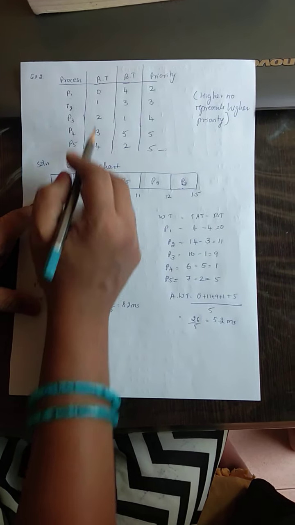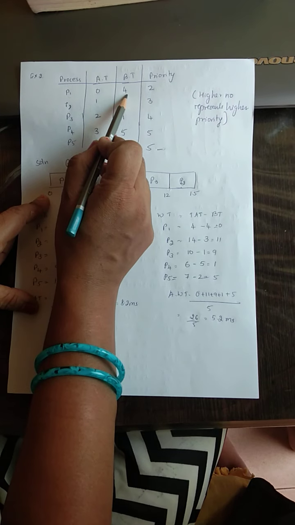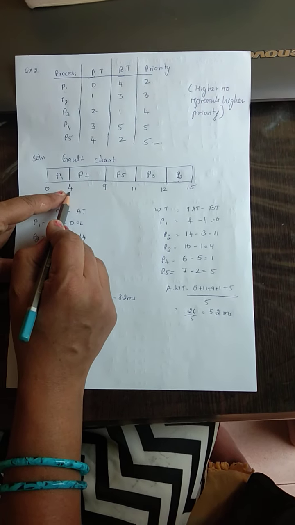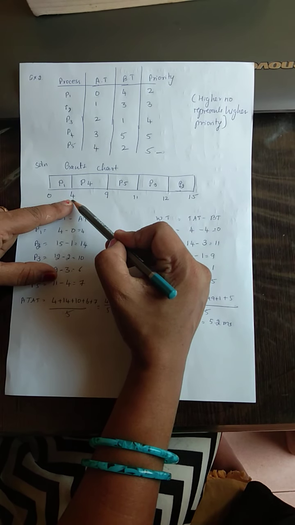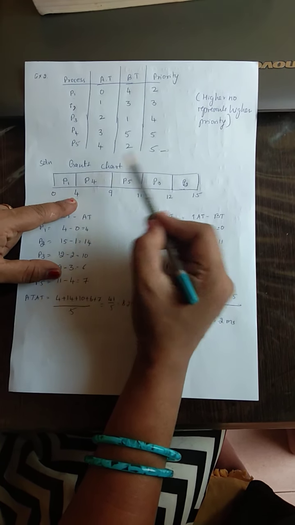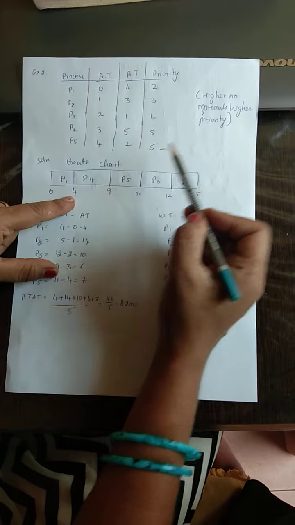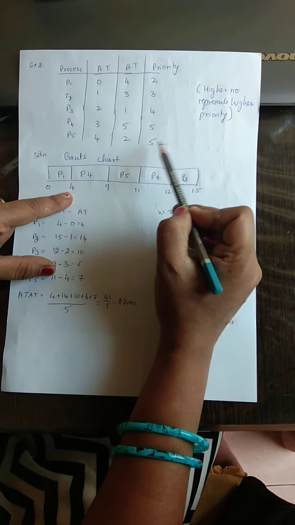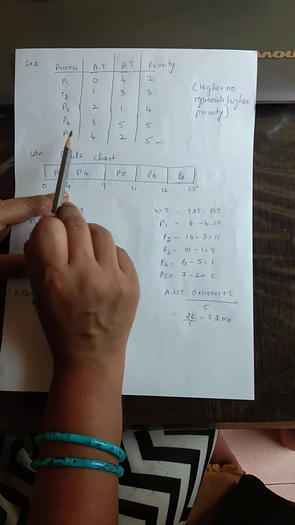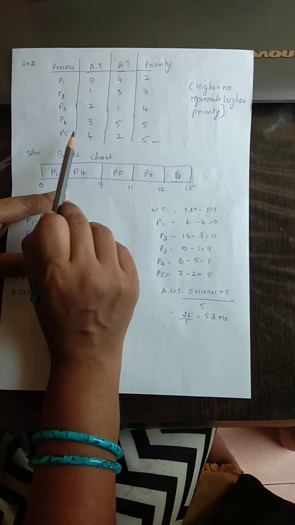So at 0 P1 has arrived and it has completed its job. So 0 to 4 millisecond. Then after 4 millisecond, that is P1 has completed its job, see the priority. As it is told, higher number represents higher priority. So these two should be scheduled. If there is a tie, you need to go according to first come first serve.